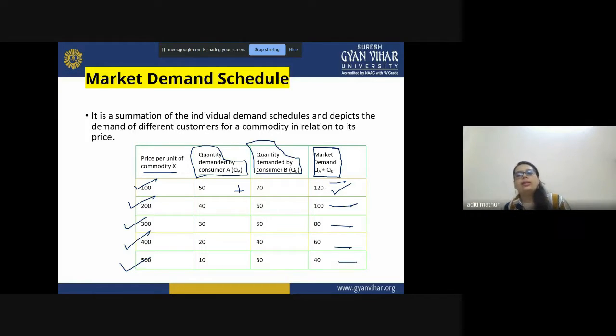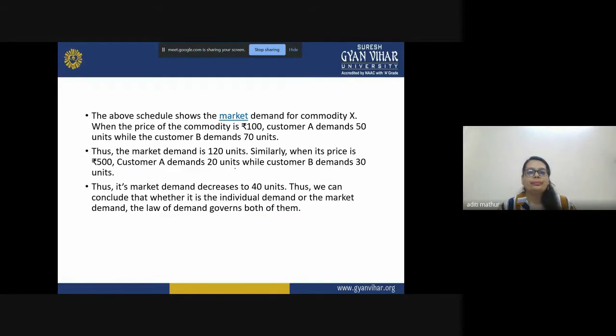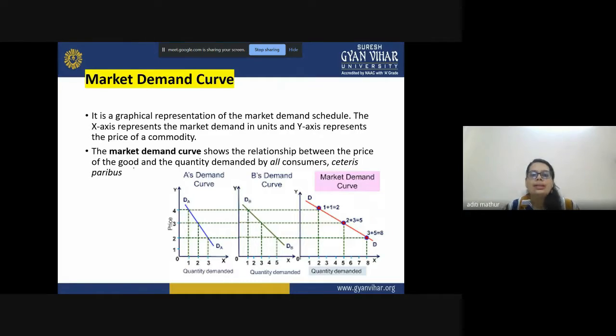And when you plot the data on the graph and draw the curve, that curve will be referred to as your market demand curve, right? So this is how your market demand curve looks. When you add the quantity demanded of A and B, and plot it, you get your market demand curve, right? So the market demand curve is a graphical representation of the market demand schedule.